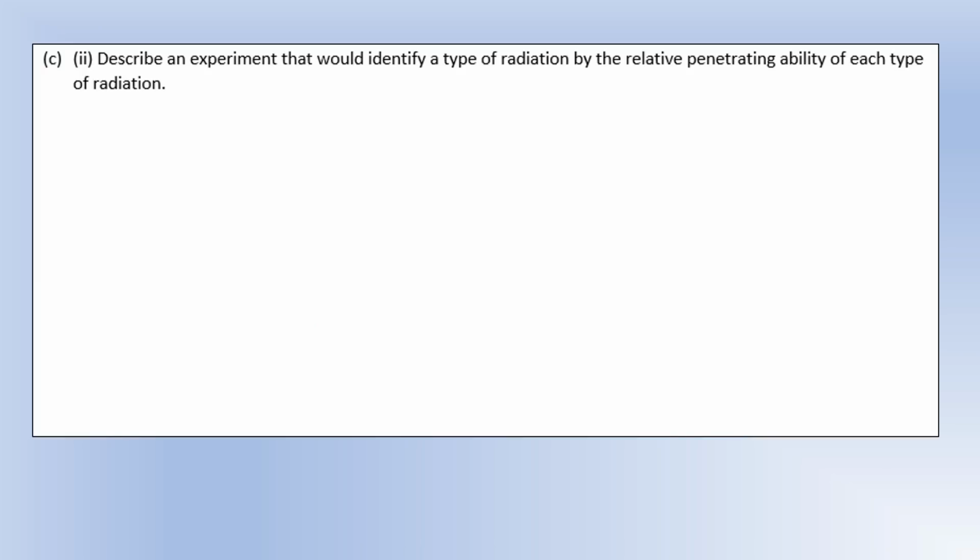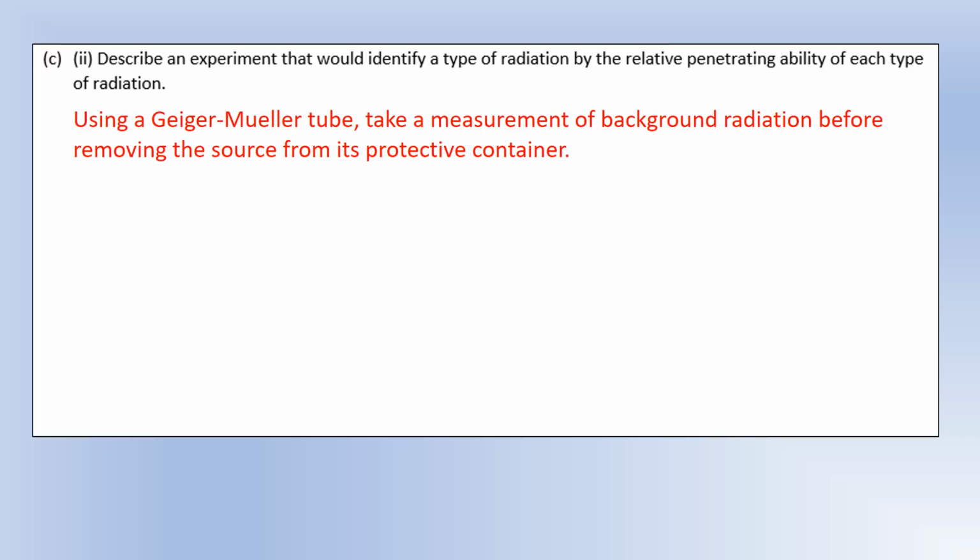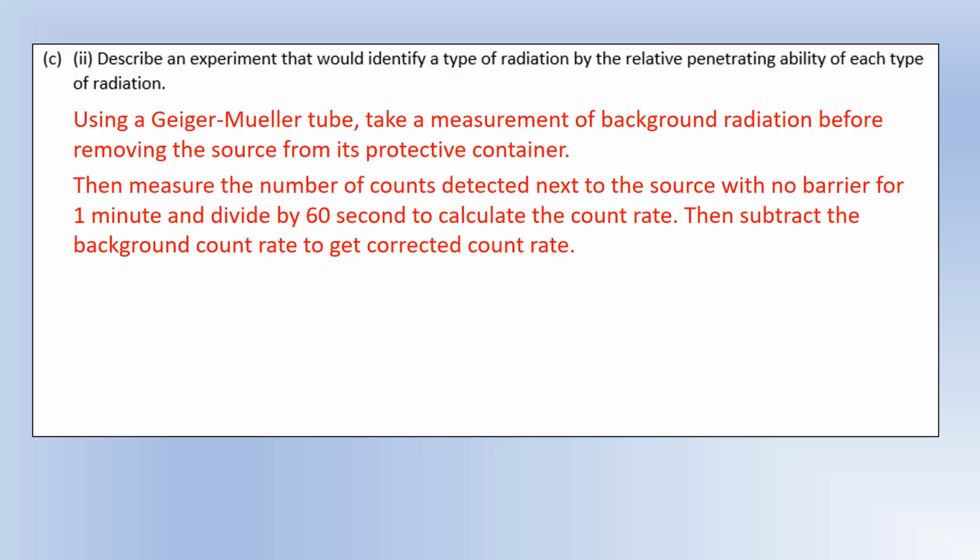Okay, so taking that forward, using the penetrating ability, we can use that as a mechanism for identifying the radiation emitted by different sources. The piece of equipment we're going to use is a Geiger-Müller tube, and to make sure our readings get rid of background radiation, we would take a measurement of background radiation before we even get our source out. Then we'd measure the number of counts we detect when our detector is right next to the source with no barrier, and I would measure it over a period of a minute and divide the number of counts by 60 to get the count rate in counts per second.